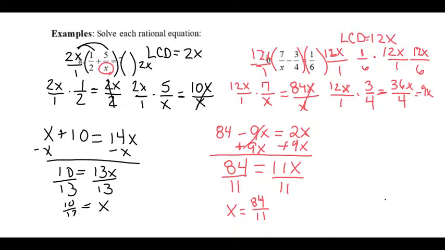And again, what you want to do is go back and check your answer here, put it into your equation where you have the fraction. Since x is on the bottom there, put it in blue. I want to make sure, will 84 11ths and 7 ever give me a 0 in my denominator? And it won't, so it's not an extraneous root. That is our solution.